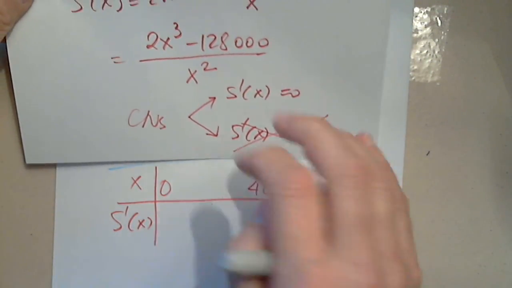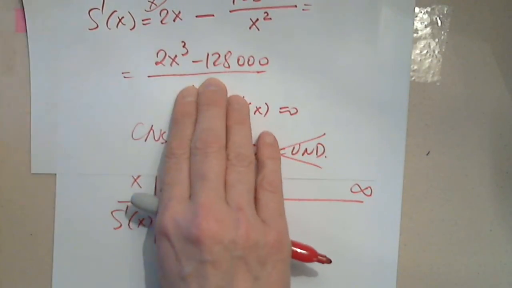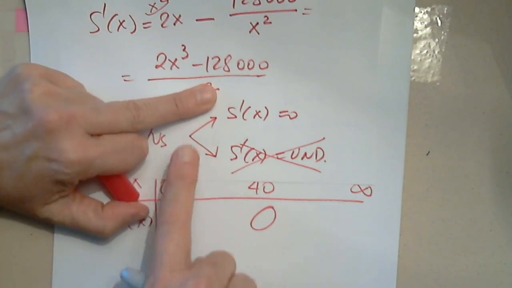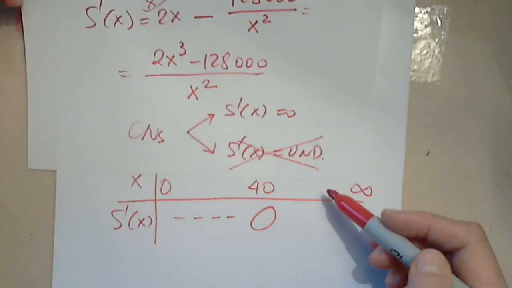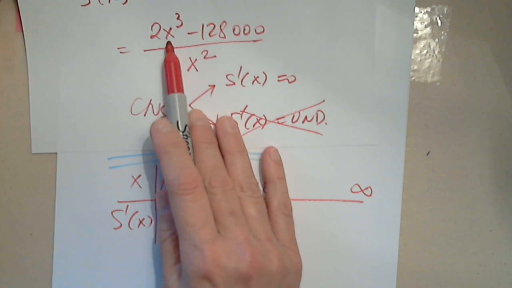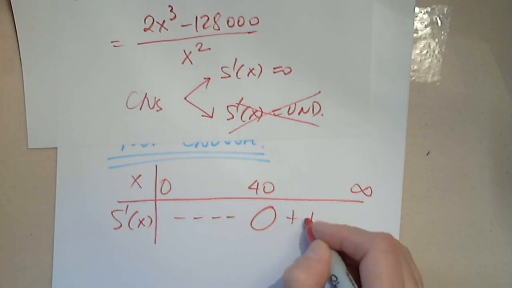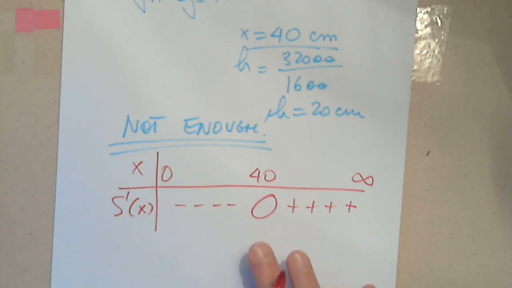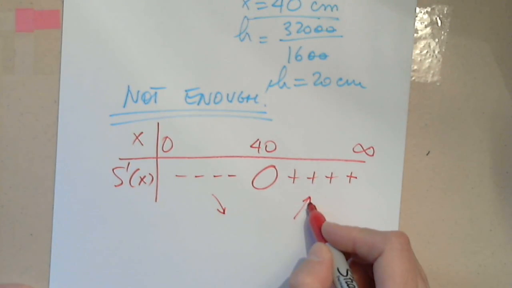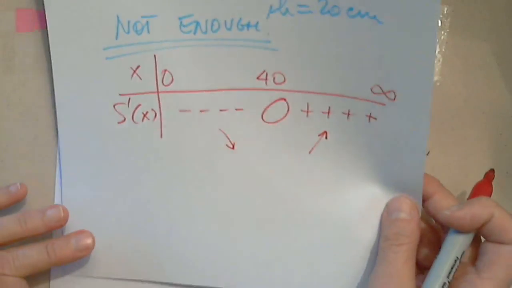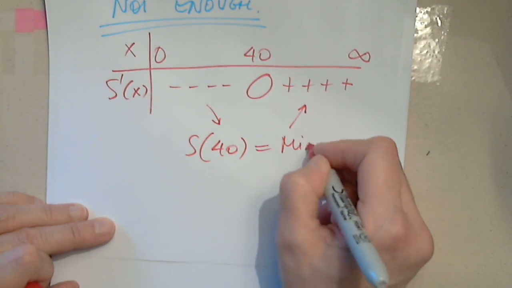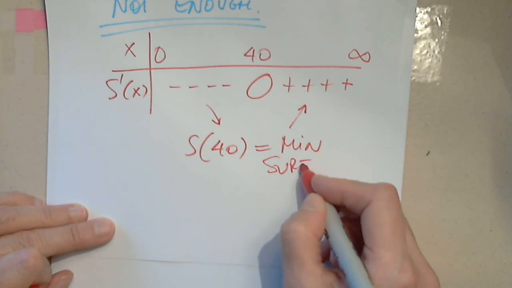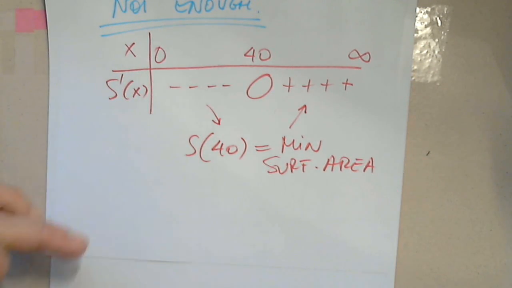So if I plug in 0, I'm not going to discuss the denominator. The denominator is always positive. So I'm looking at the numerator. If I plug in 0, this is negative. If I plug in 1,000, 2 times 1,000 cubed minus this will definitely be positive. Now I did convince you that this is indeed a minimum. So S of 40, not S prime, but S of 40, is definitely the minimum surface area. Minimum amount of material used to create the box.